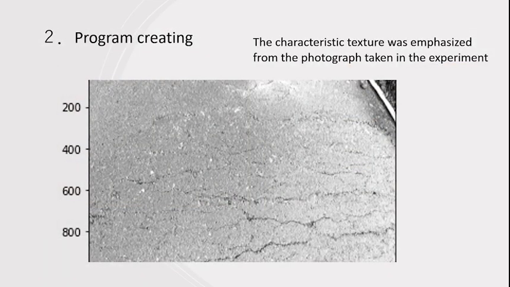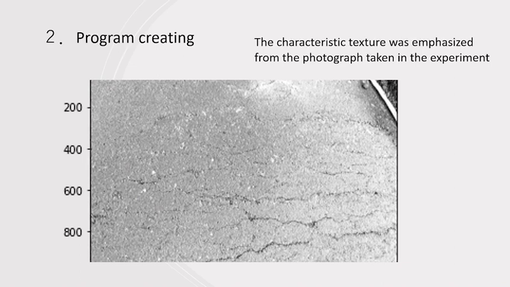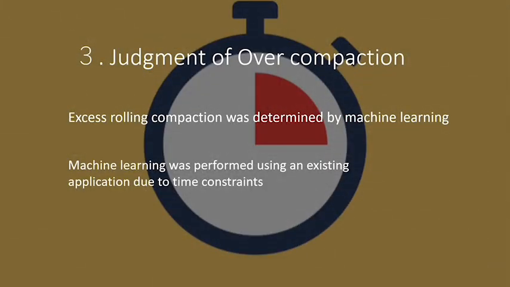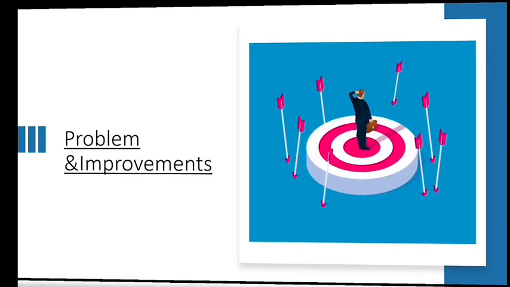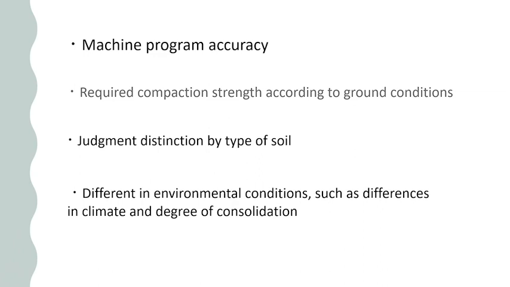I created a program that emphasizes characteristic textures from photos taken in an experiment. Finally, machine learning was used for judgment. We didn't have time, so we used an existing app, but we would like to create our own image judgment program. Problem: a highly accurate machine learning program.